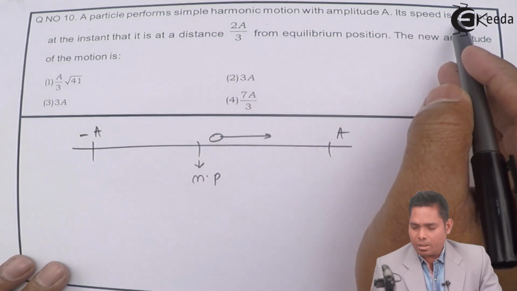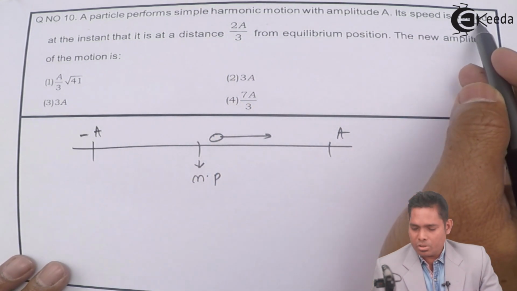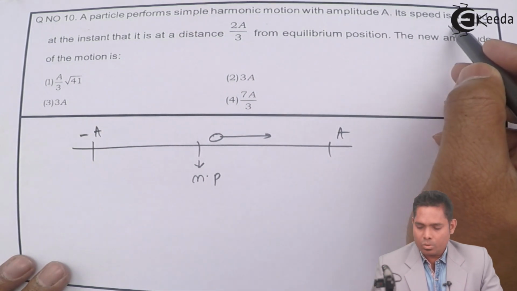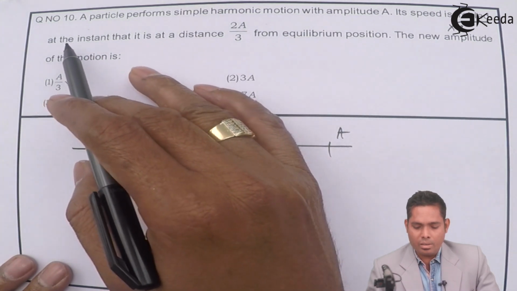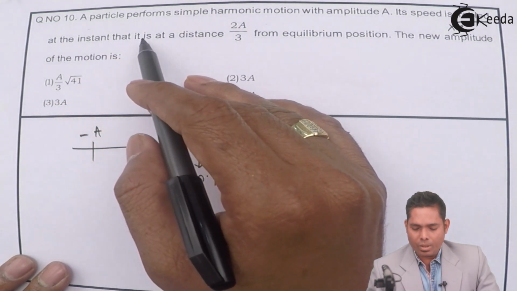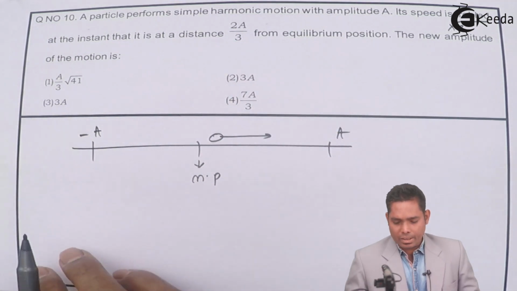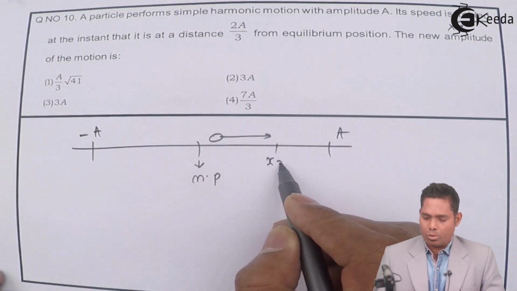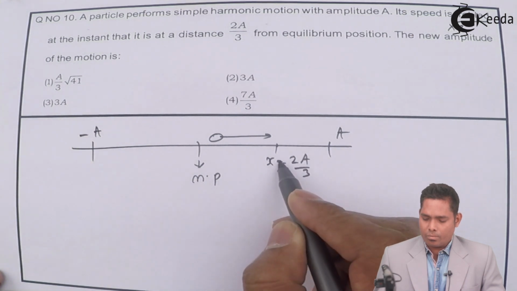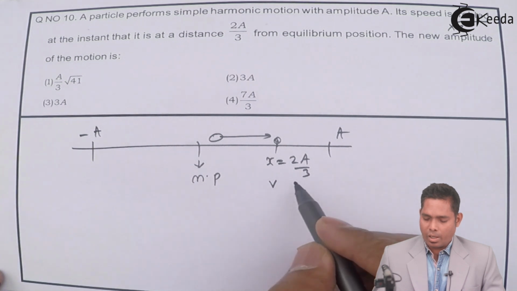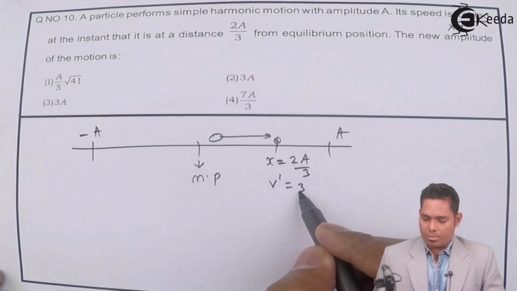Its speed is trebled. Trebled means it increases 3 times, into 3, at the instant that it is at a distance of 2a by 3. So when it is at a distance of x equals 2a by 3, the speed becomes 3 times. So the new speed is 3 times the old speed.